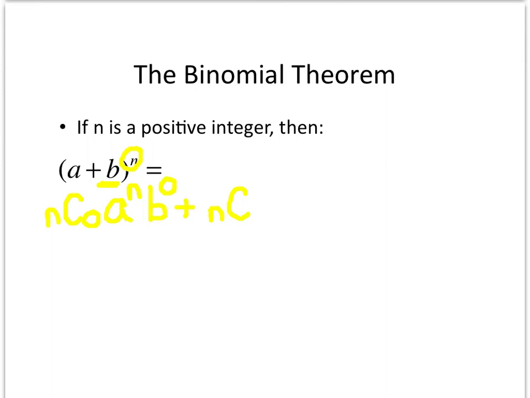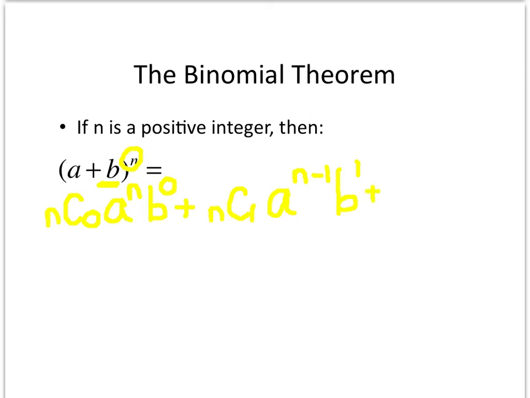It doesn't matter. All I know is that there's n b's, and I'm going to choose 1 this time, which means I have 1 less a. So a to the n minus 1, and then b to the first power. And we're going to keep working through each term this way.